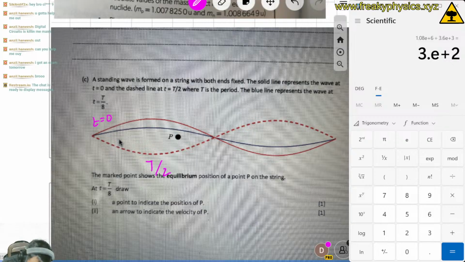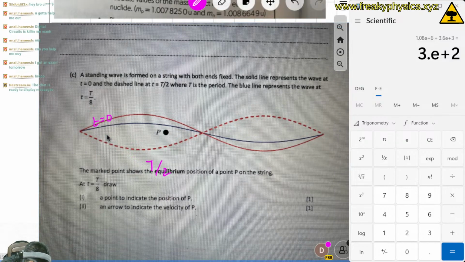I'm going to draw first the equilibrium position so it's easier to see what's happening, right? But I'll use pink. The equilibrium position, let's do that again.